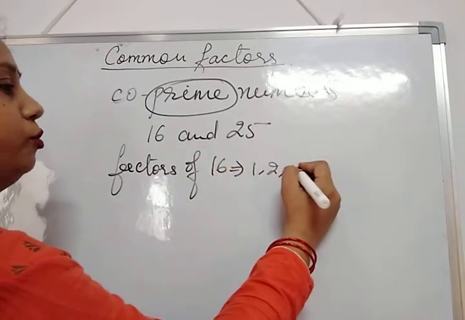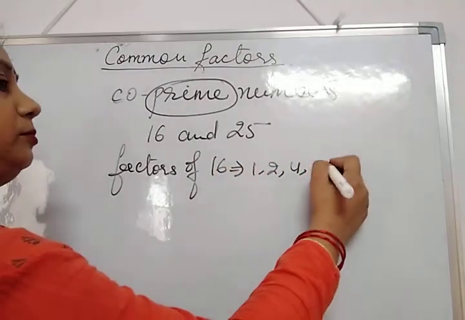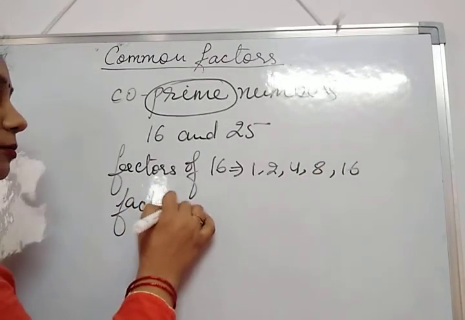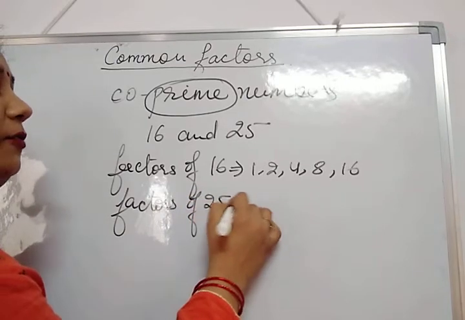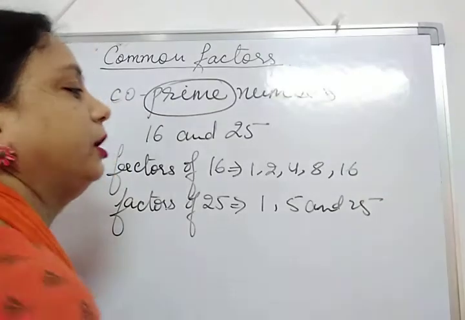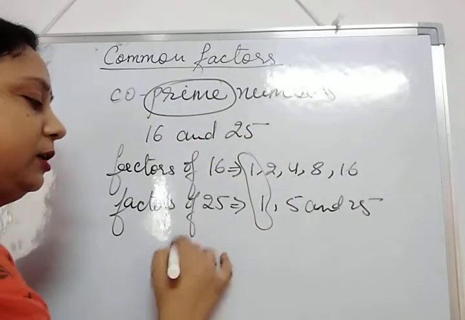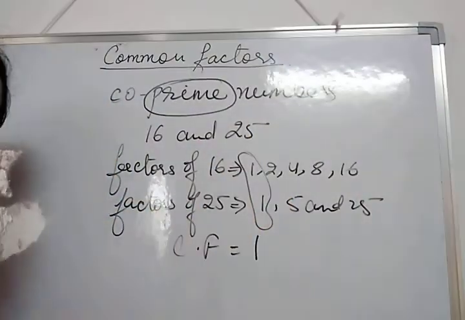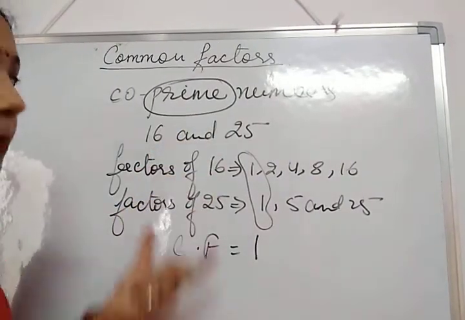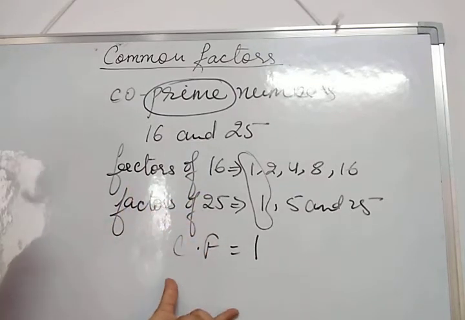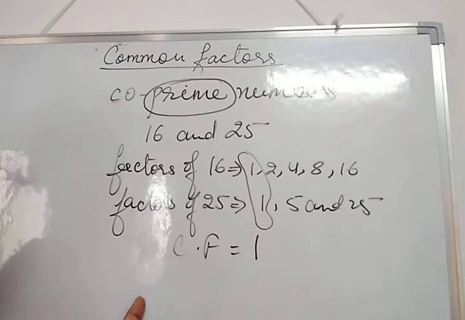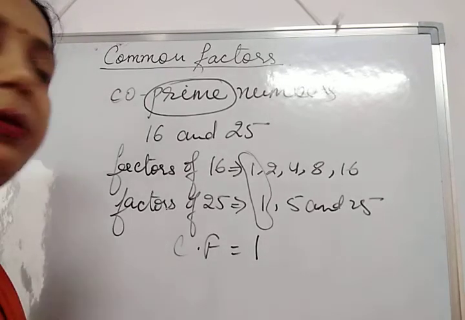Like first we will find out the factors of 16: 1, 2, 4, 8 and 16. And the factors of 25: 1, 5 and 25. So what is the common factor between them? The common factor is only 1. So these two numbers are not prime numbers, but as a pair they are said to be co-prime numbers because they have no common factor other than 1. Understood what are co-prime numbers?